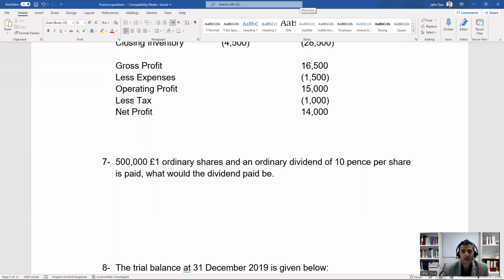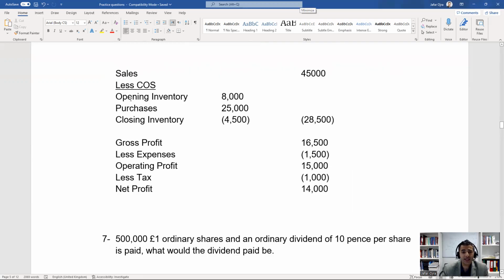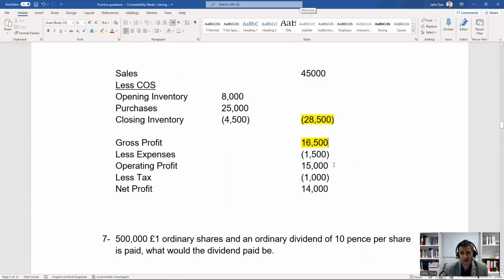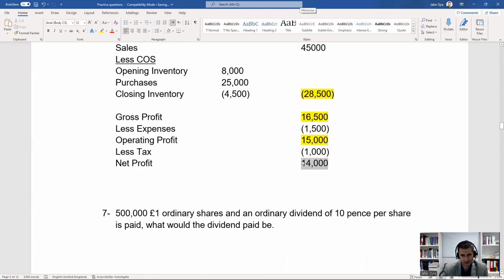Here we go, guys. So that is the key here. You just need to understand, it depends on the question. The question might ask you to calculate the cost of sales. You should be able to know what cost of sales is. The question might ask you to calculate the gross profit, the operating profit, or the net profit, and you need to know how to calculate each of them.